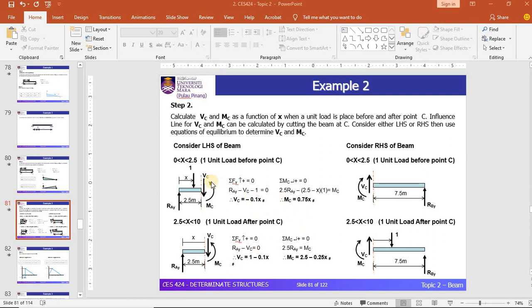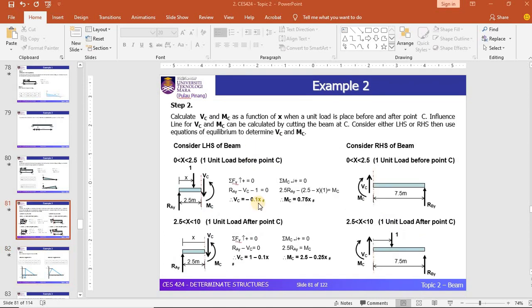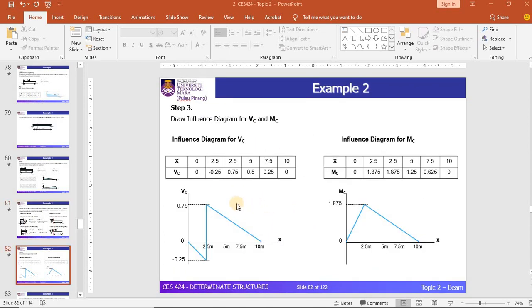Okay, 2 from the first range, another 2 from the second range. Okay, so let's look at this diagram. So basically this is the influence line diagram for shear force at point C. This is the influence diagram for the moment at the point C. So by using the equation of shear force and bending moment that we have developed in this slide, you can simply plot the ILD for the shear force, but prior to that you need to get the value of VC by using the equation.